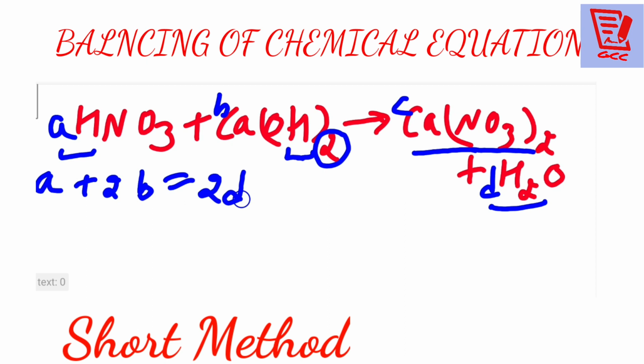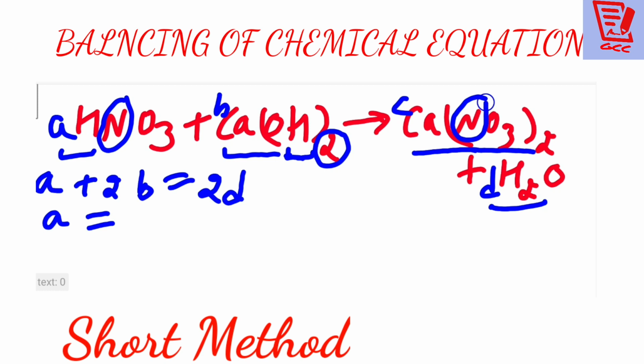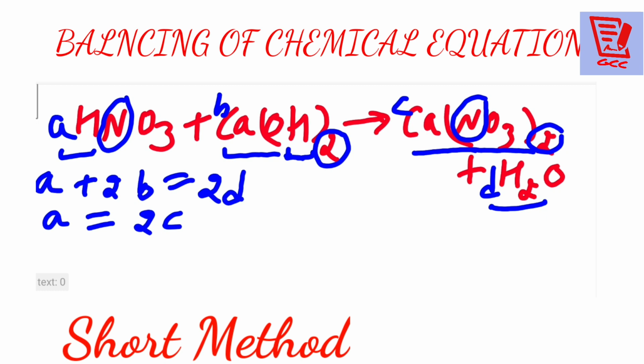Fine. And now you come to the nitrogen. Nitrogen, again A. Yes or no? And here there is no nitrogen, then the sign will be equal to. Then see here how many nitrogen is there? 2 nitrogen. What is there? 2 nitrogen means 2C. A is equal to 2C.